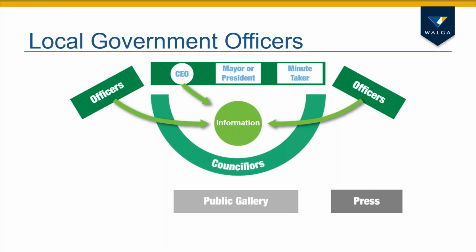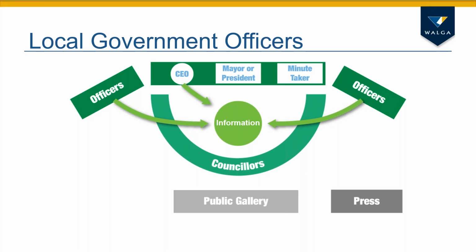The CEO will often ensure that the executive staff, key technical staff, or staff with specialist knowledge relevant to the agenda items are in attendance at the meeting. So if questions arise, the CEO can call on the staff with the necessary knowledge to provide council with the information it requires to be sufficiently informed to make a decision.